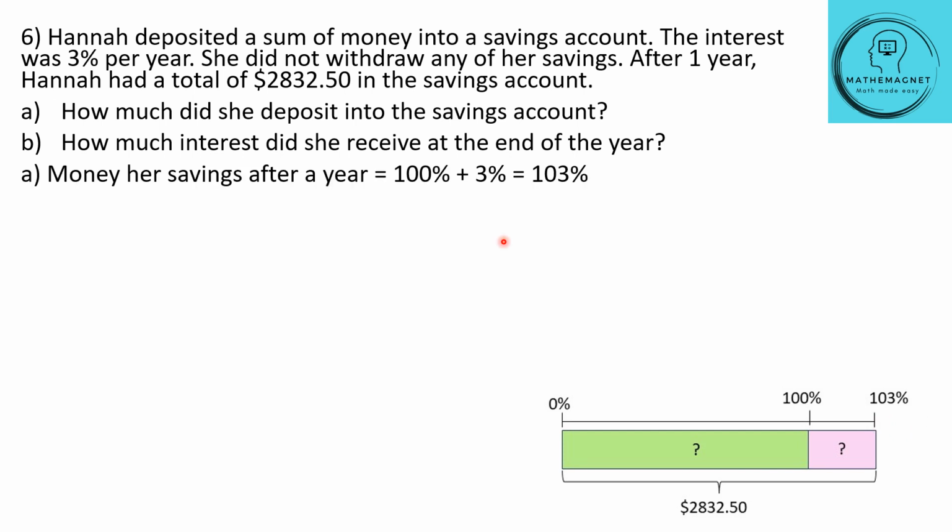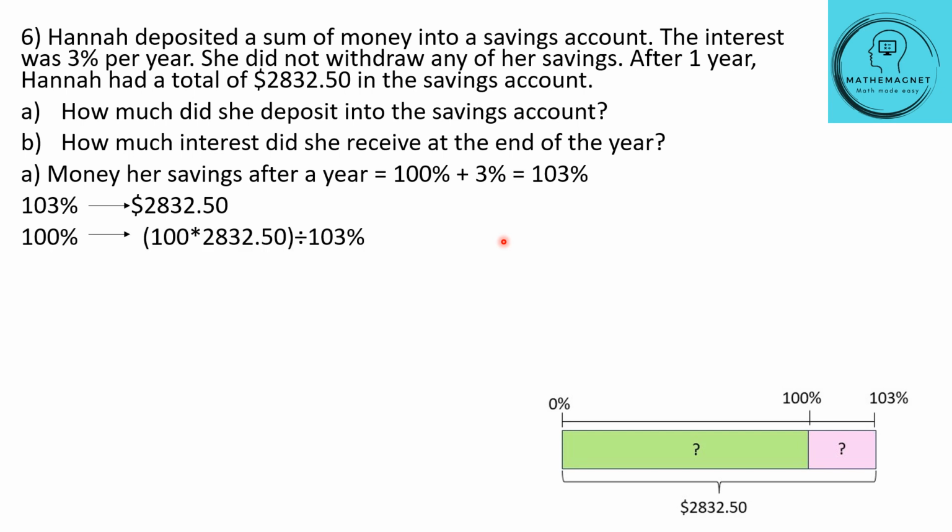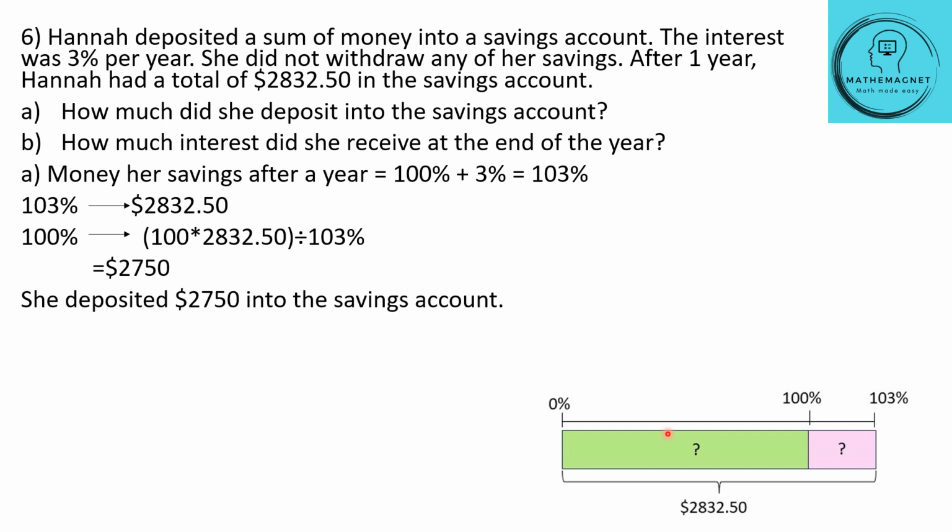So let's begin. The money in her savings after a year becomes 100% plus 3%, which will be equal to 103%. Now we know 103% is $2832.50, which is given in the question. Now 100% will be 100 into 2832.50 divided by 103, so that will be equal to $2,750. So basically Hannah deposited $2,750 into her savings account a year ago.